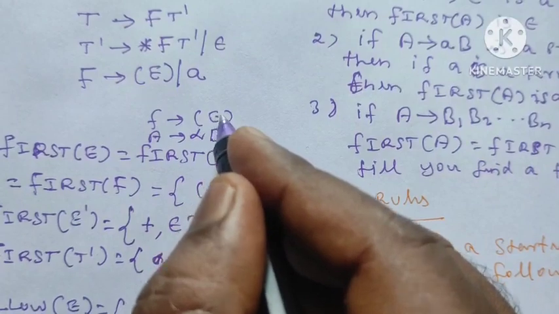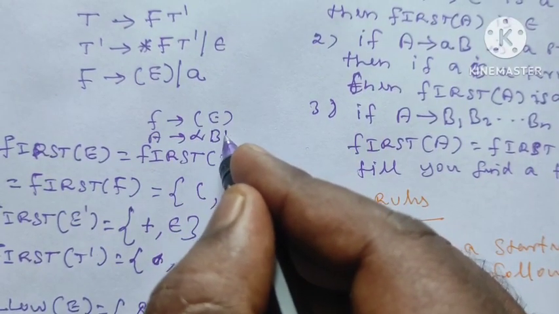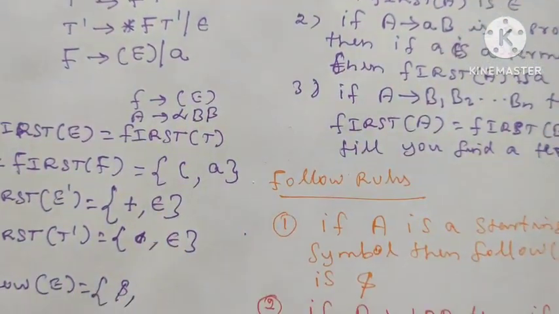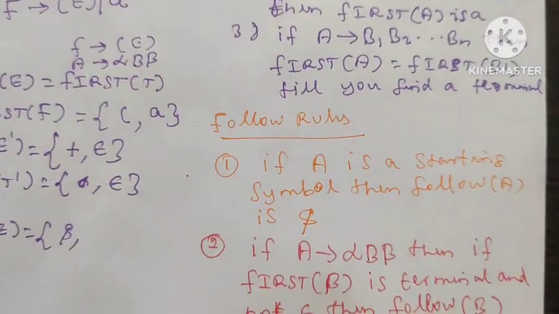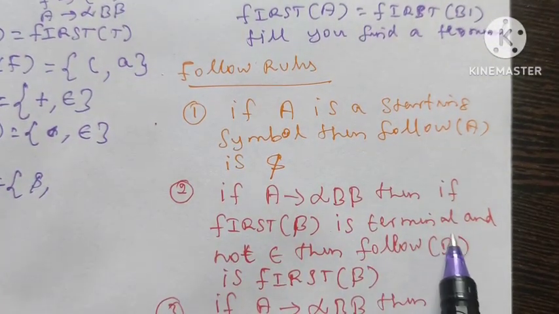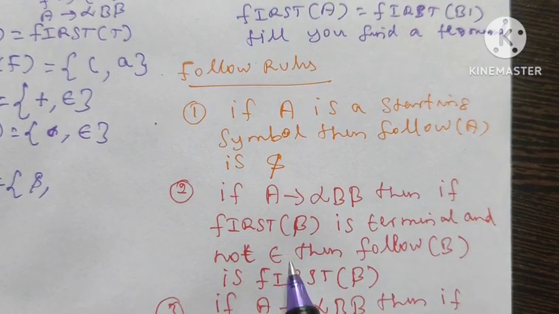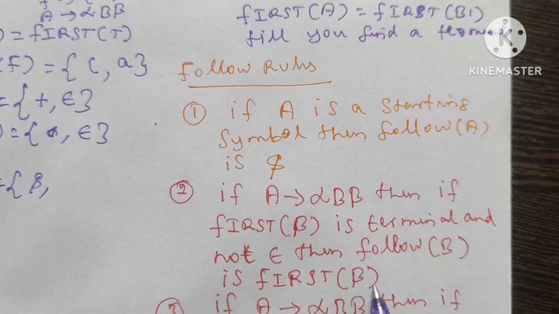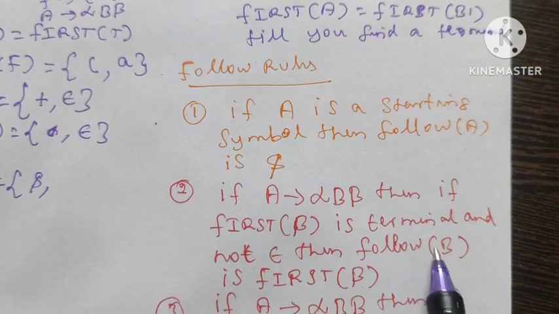Okay, B should be fixed on E, and anything next to that is called beta. Now, what rule number 2 says is you find first of beta. If first of beta is a terminal and it is not epsilon, then follow for B is first of beta. Whatever you are getting in first of beta, that should be follow for B.